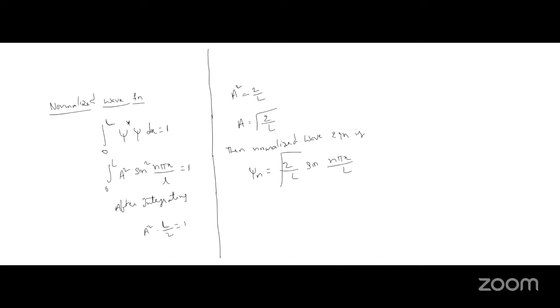Conditions. First condition: psi is either a positive or negative value. Next condition: psi square is always positive only. Next, probability is always 0 at the boundary condition.